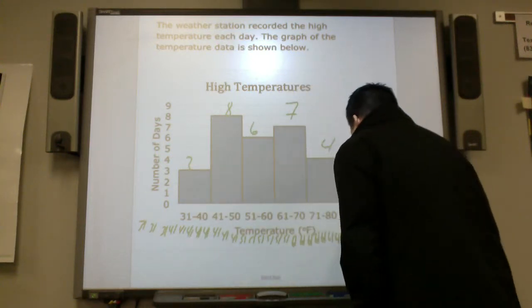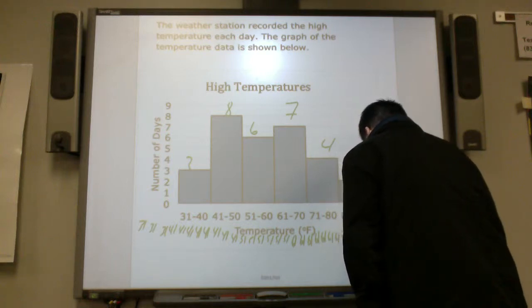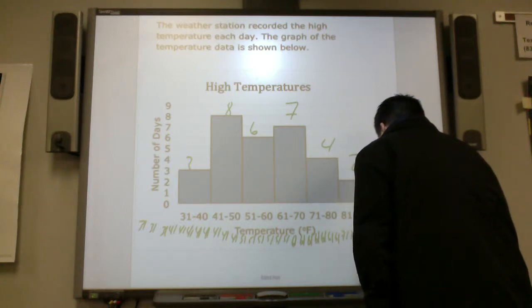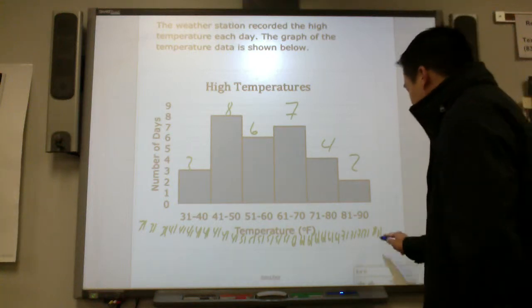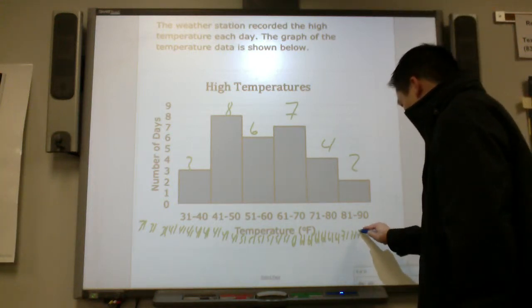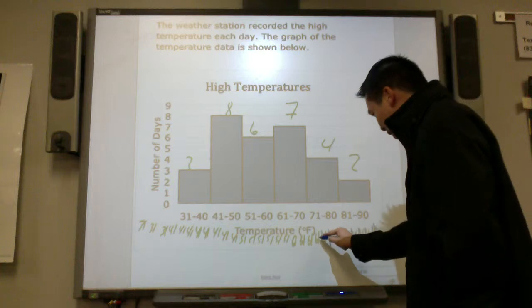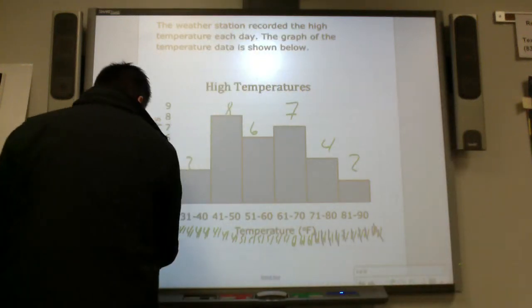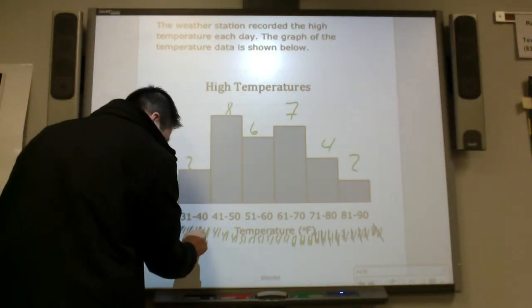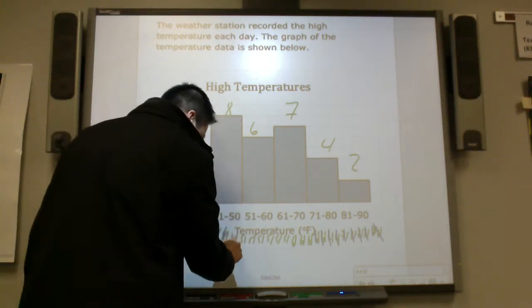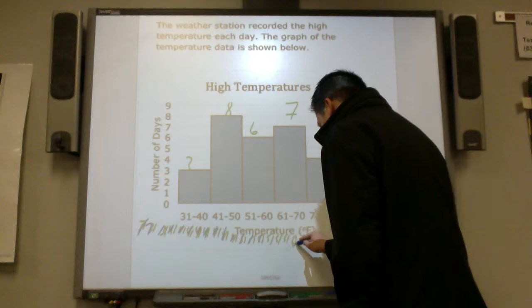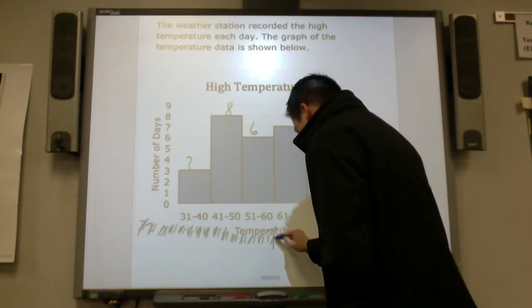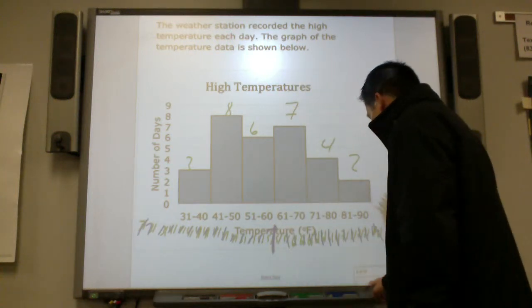There are 4 groups of 71. And there are 2 groups of 81. So what's the halfway point, the median? I cross out 1, 2, 3, 4, 5, 6, 7, 8, 9, 10. 1, 2, 3, 4, 5, 6, 7, 8, 9, 10. Cross out 4 on the left, 4 on the right. The halfway point is right here, 51.